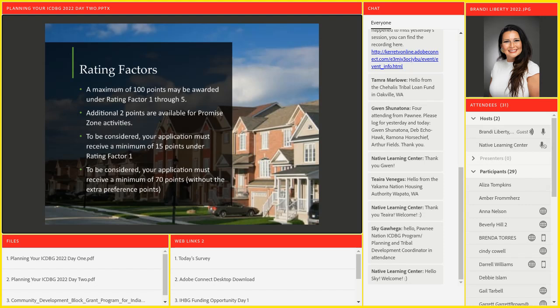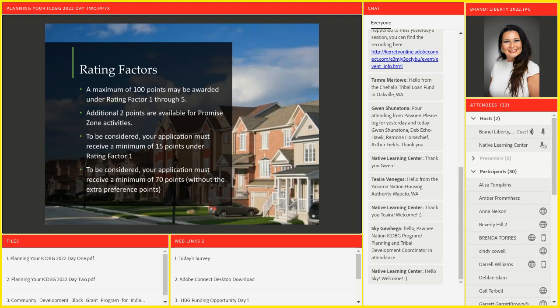And, as Crystal mentioned, I do want you guys to take an opportunity as we go through these rating factors to ask any questions that you may have. That's what I'm here for. Feel free to ask any project-specific questions or things like that. I'm more than happy to answer those for you all.